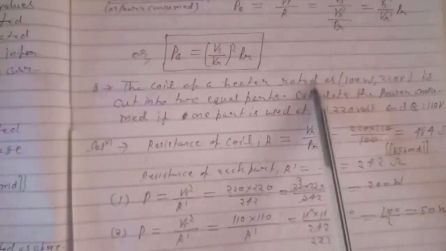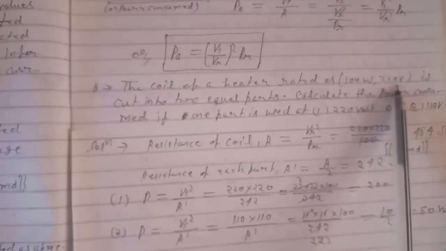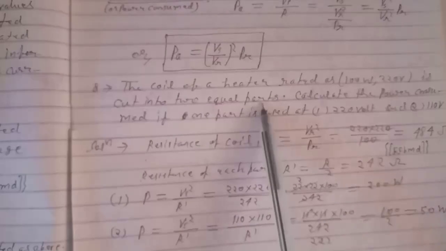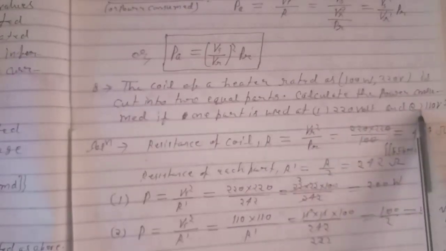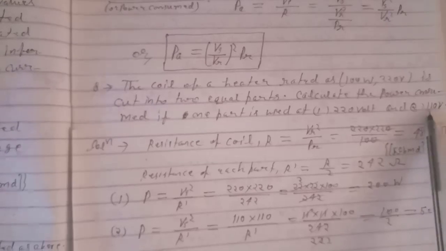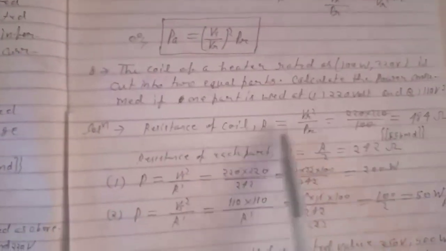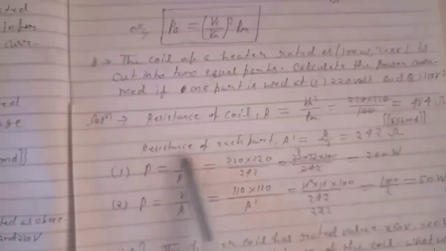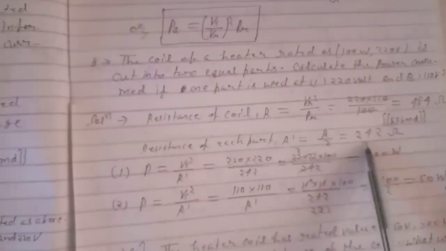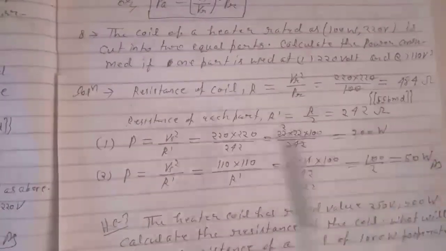Now let's solve some problems based on the above concept. For example, the coil of a heater rated 100 watt and 220 volt is cut into two equal parts. Calculate the power consumed if one part is used at 220 volt and 110 volt. Now resistance of coil R equal to V rated square by P rated, so 220 into 220 by 100 equal to 484 ohm. So resistance of each part R dash equals R by 2 equals 242 ohm.